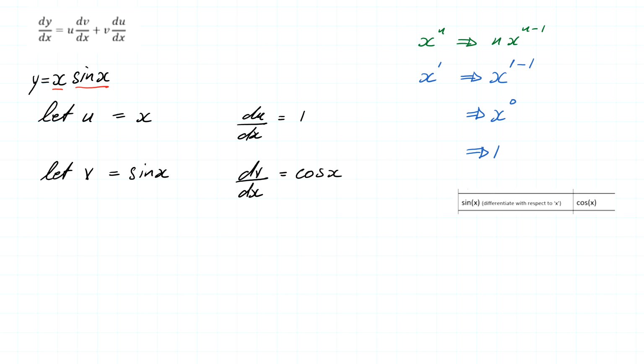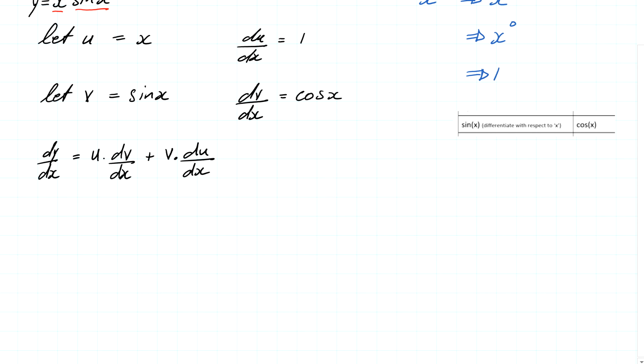Okay, good. So now all we do is we follow the rule as it is written there. So we've got dy dx is then equal to u times the derivative of v with respect to x plus v times the derivative of u with respect to x.